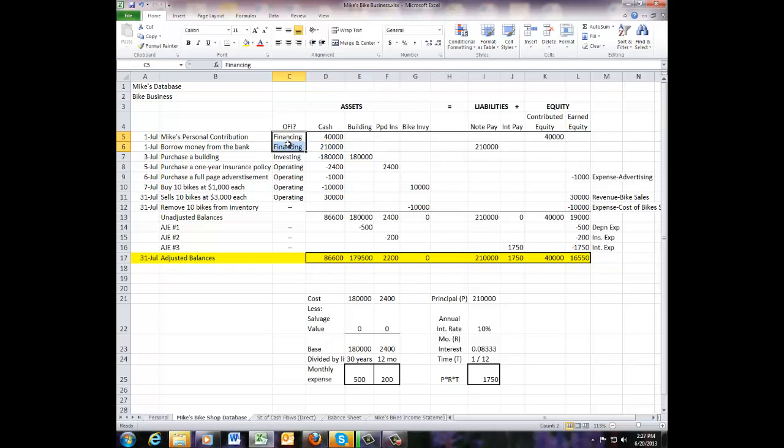activities. After arranging all of his financing, Mike is able to incur startup costs, and his first startup cost was to invest in a building. His cash went down and his building went up.